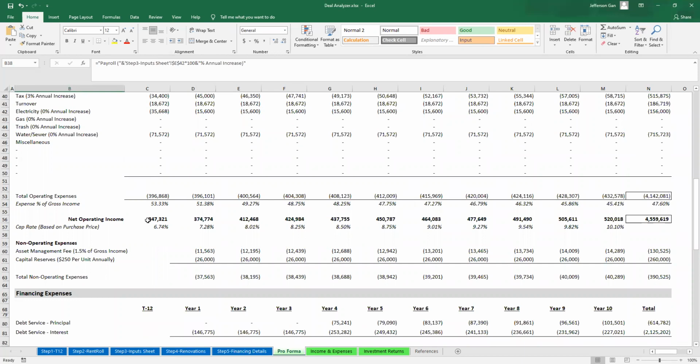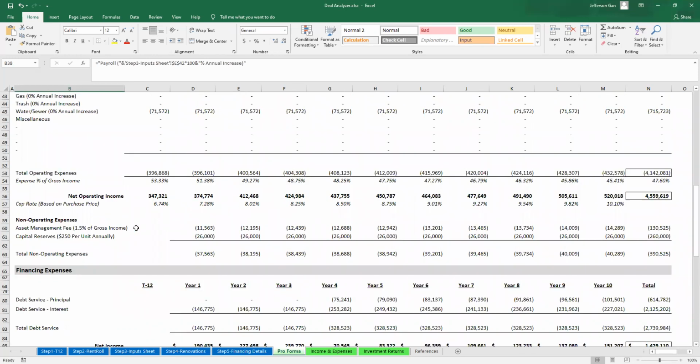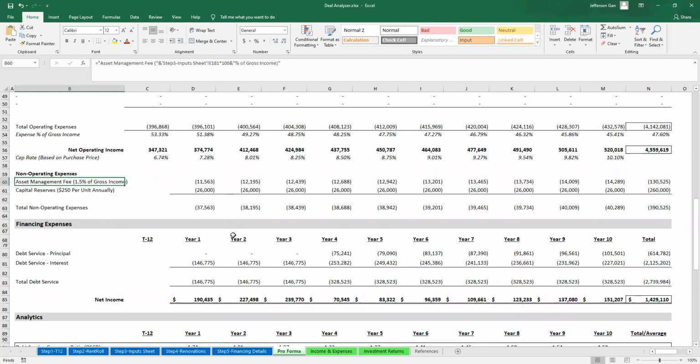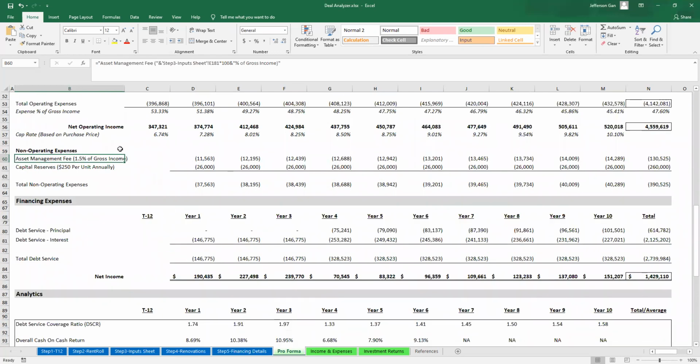You will have the net operating income. The net operating income is just the income minus the expenses, as I said before. Then there will also be the capital reserve, the 250. If you have an asset management fee, this will also be deducted. By the time you subtract all of this, this will be your net income.